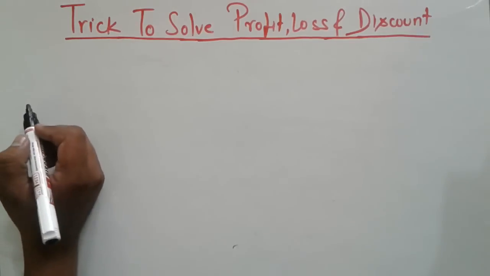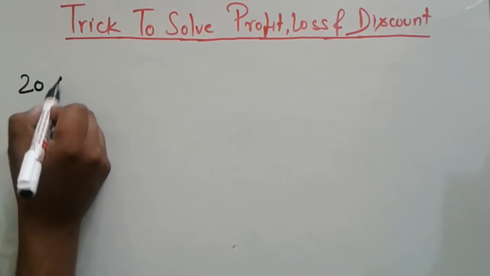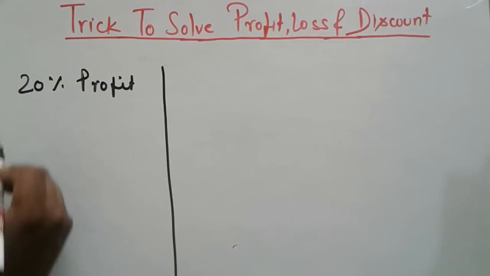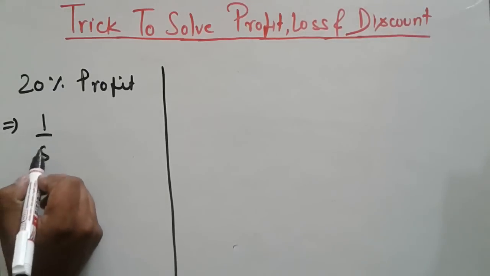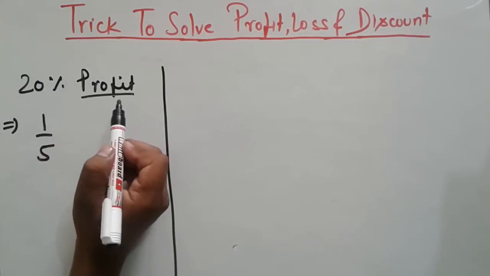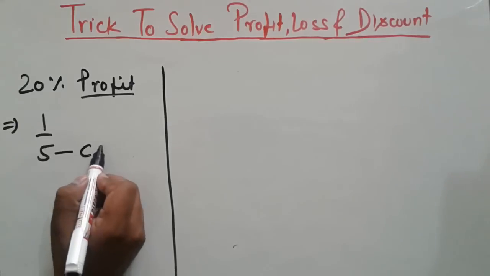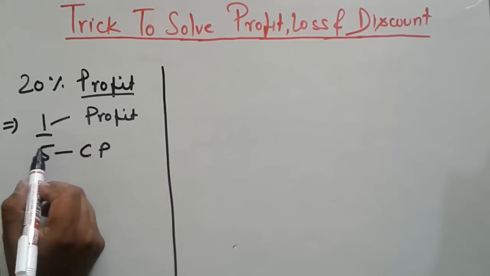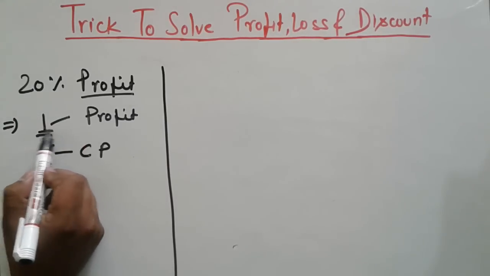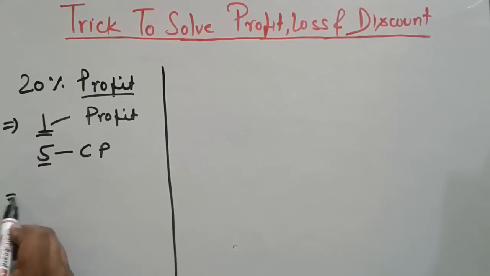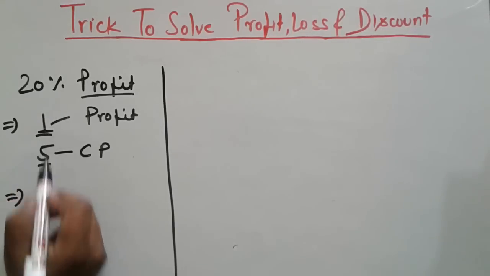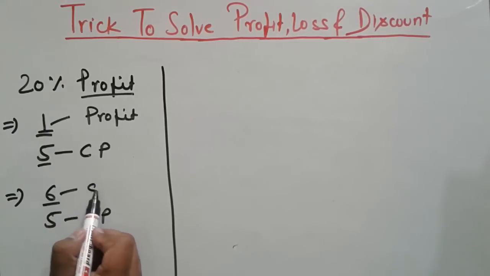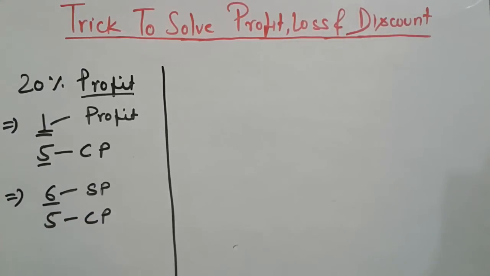Okay, so let's take any problem. Suppose there is 20% profit in a problem. So what does it actually mean? If we convert it into a ratio, it is 1/5. As we all know, profit is always calculated on cost price, so our denominator will represent cost price and the numerator will represent profit. So it means for every 5 cost price there is a profit of 1. Now we can find the ratio of selling price by cost price. Our selling price would be 5 plus 1, 6 by 5. Denominator is cost price and the numerator is selling price. Then we have found the ratio of selling price by cost price.